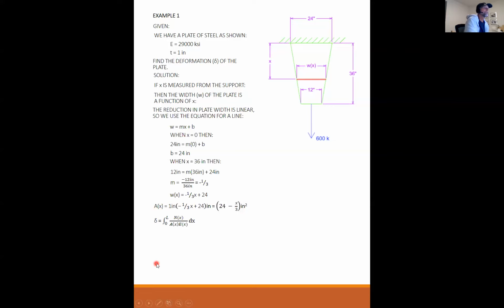Okay, so now I can go to my expression and fill in. My normal force is 600, that's constant. My E is 29,000, that's constant. My A is this whole function here. We're integrating from 0 to 36, and we use the dx here.